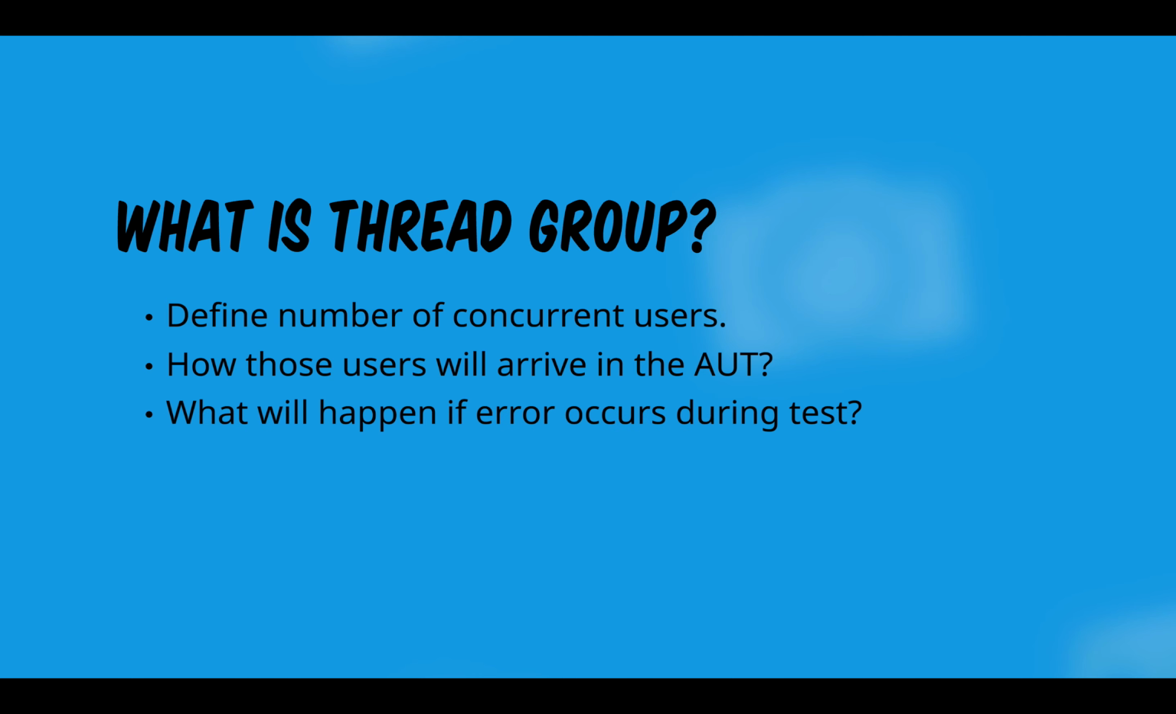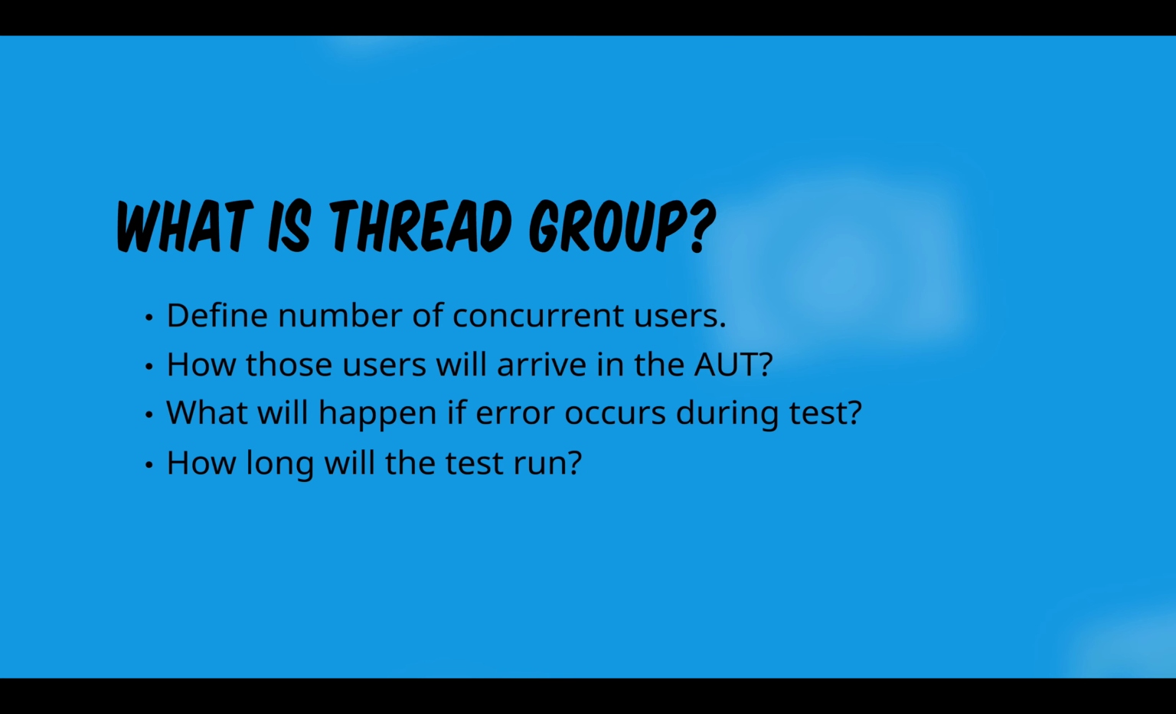Apart from that, we can also configure the test to handle error scenarios. So let's say when your test is running and one of your requests is failing. What do you want your test script to do in that case? That you can also configure using the thread group. And it also lets you define the duration of your test run. So that can also be done with the thread group options.